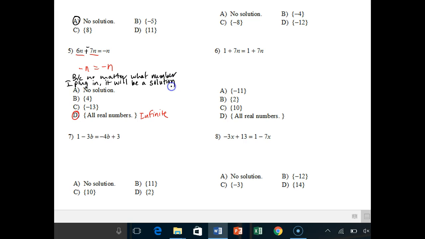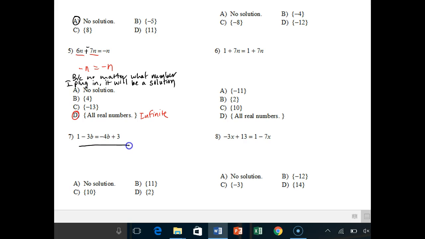So for instance, if I said n equaled 2 and I plugged in 2 here, well, -2 is equal to -2. If I plugged in 3, right, -3 is equal to -3. If I plugged in 100, right, it's still going to be a solution. Right? When you get down to this, both sides of the equation are the exact same as each other. It's that all real or infinite solutions.